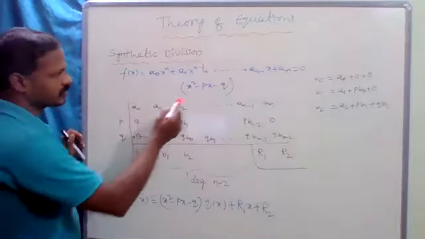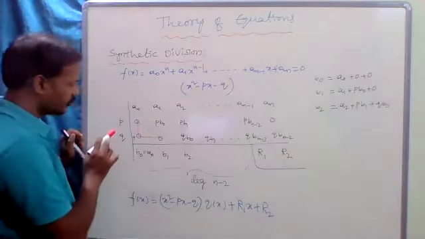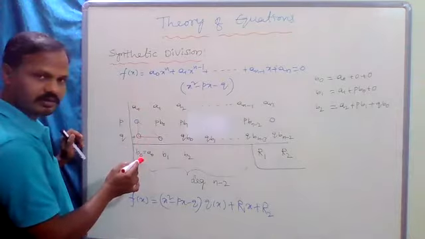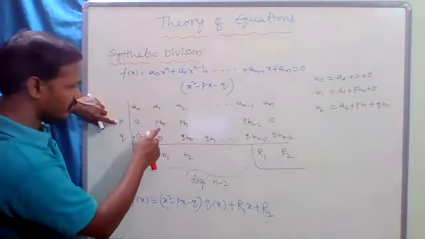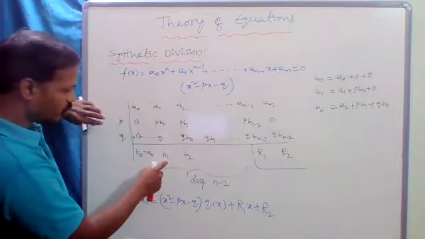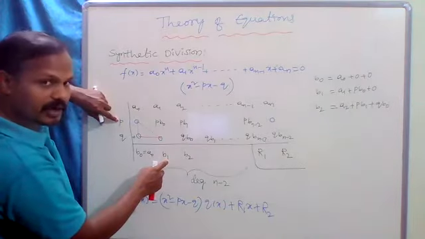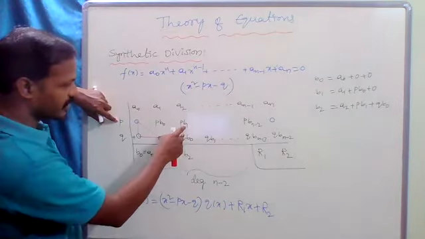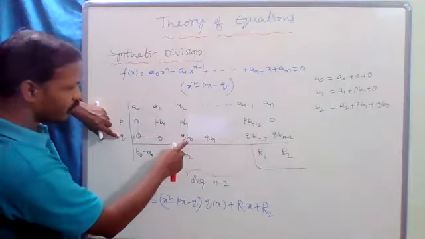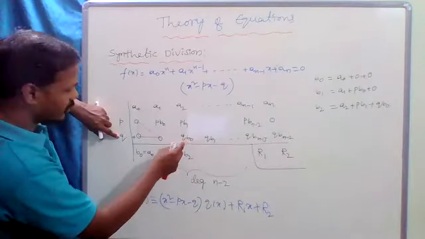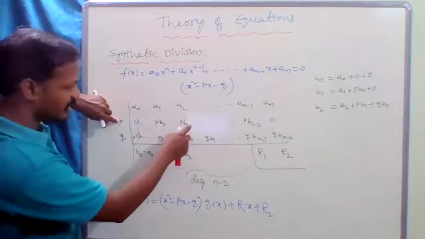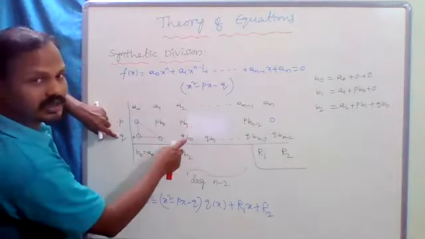Here you have to write p and q. See, x square minus px minus q. Write p and q. By adding these three, you will get b naught. Multiply p and b naught, and adding this, you will get b1. Now multiply p and b1 right here, and multiply b naught and q right here, not q and b1. Don't write q b1 here. So multiply p and b1 here, and b naught and q here.